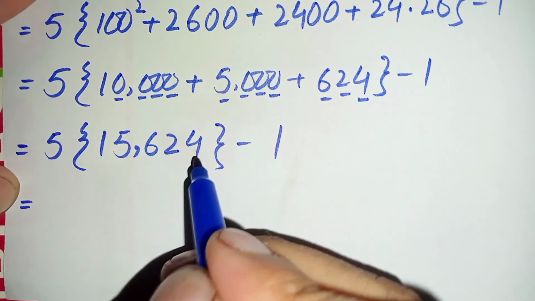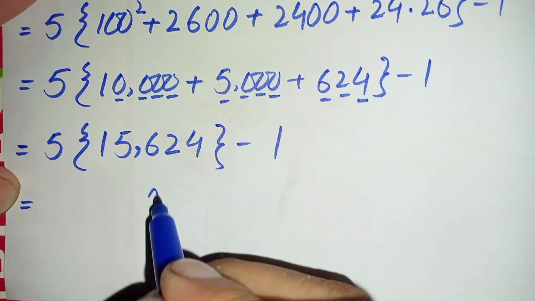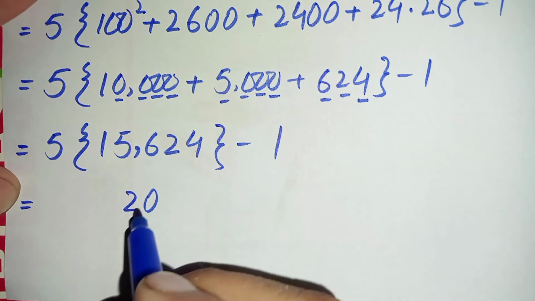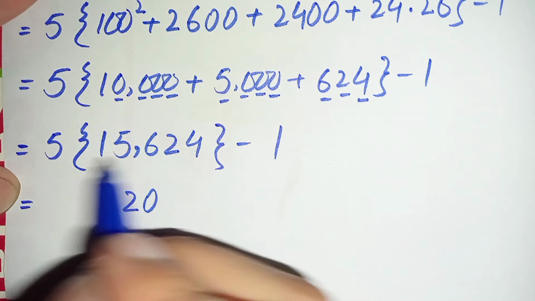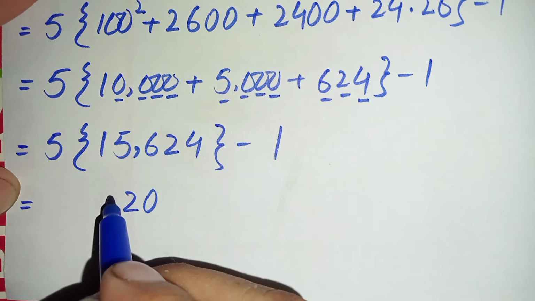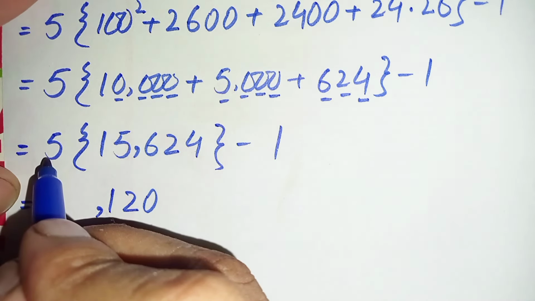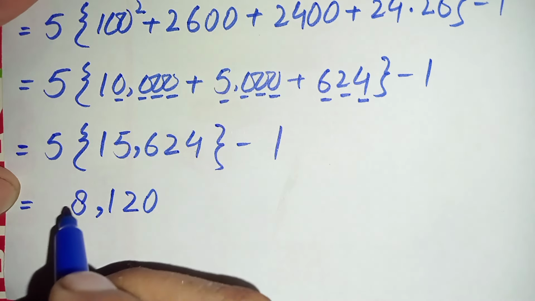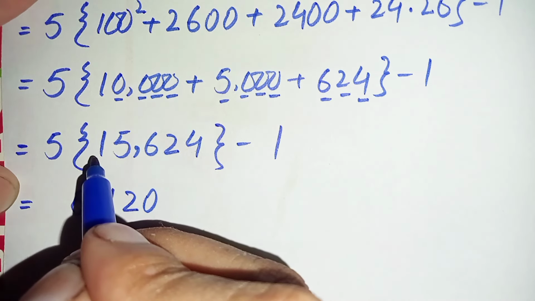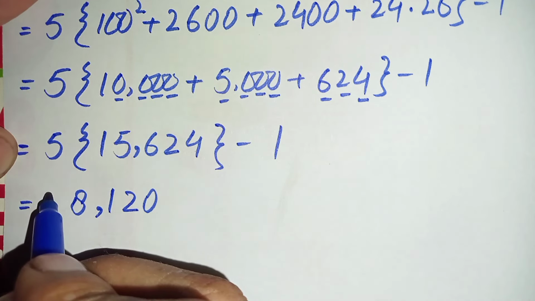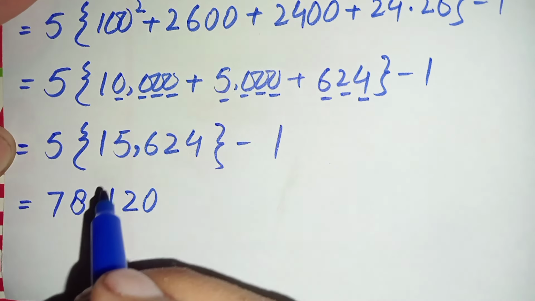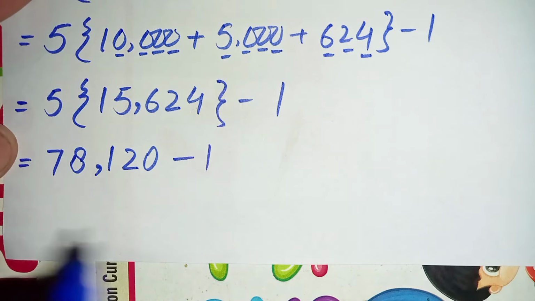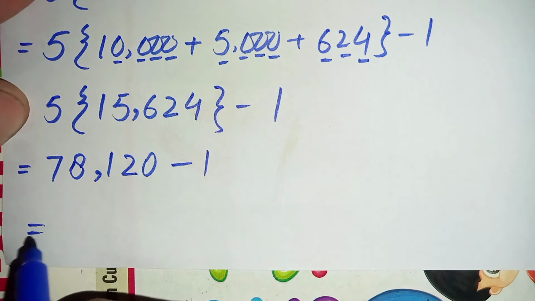Again we will start from the ones position, 5 times 4 is 20, 0, 2 will be carried. 5 times 2 is 10, 10 plus 2 is 12, 2, 1 will be carried. 5 times 6 is 30, 30 plus 1 is 31, so 1, 3 will be carried. Now 5 times 5 is 25, 25 plus 3 is 28, 8, 2 will be carried. 5 times 1 is 5, 5 plus carried 2 is 7. So the product of these two numbers gives 78,120, minus 1.